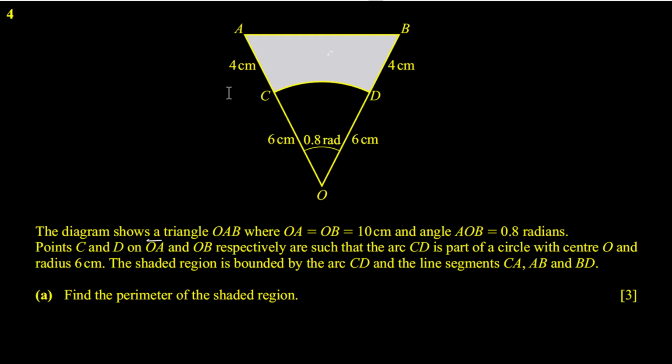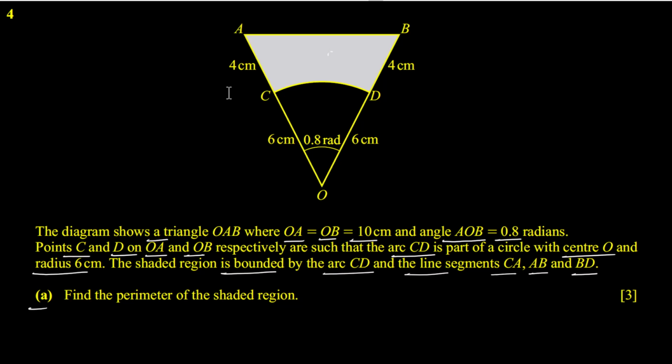The diagram shows a triangle OAB. We can see that OA and OB are the same, 10 centimeters, and angle AOB is 0.8 radians. Points C and D on OA and OB respectively are such that the arc CD is part of the circle with center O and radius 6 centimeters. The shaded region is bounded by the arc CD and the line segments CA, AB and BD. So the first part is to find the perimeter of the shaded region.